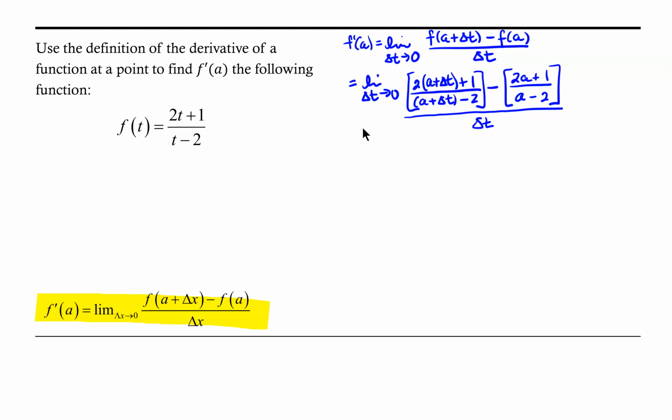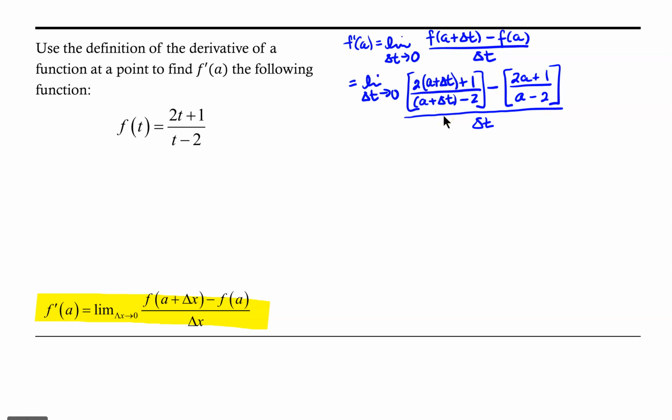Now, I need to simplify this numerator, which means that I need to get a common denominator because both parts of my numerator are rational functions. So looking at our denominators, they cannot be factored, and so our common denominator is going to be the product of our two denominators.